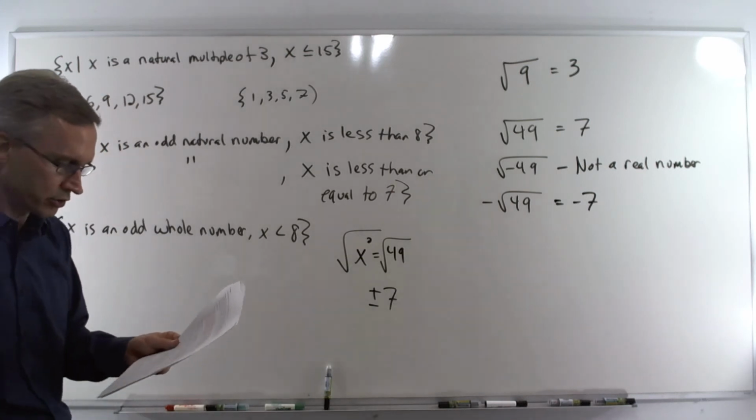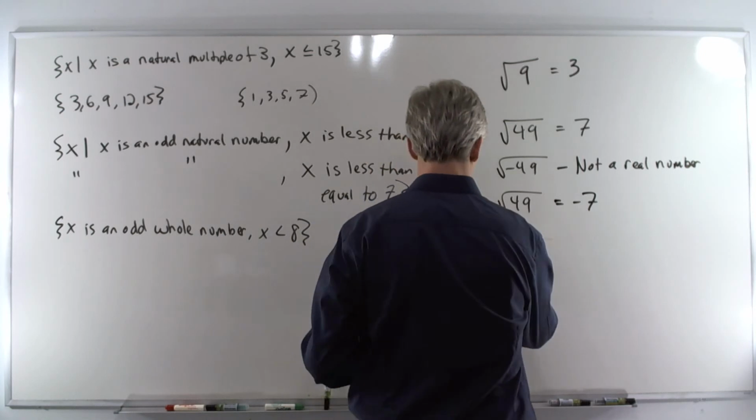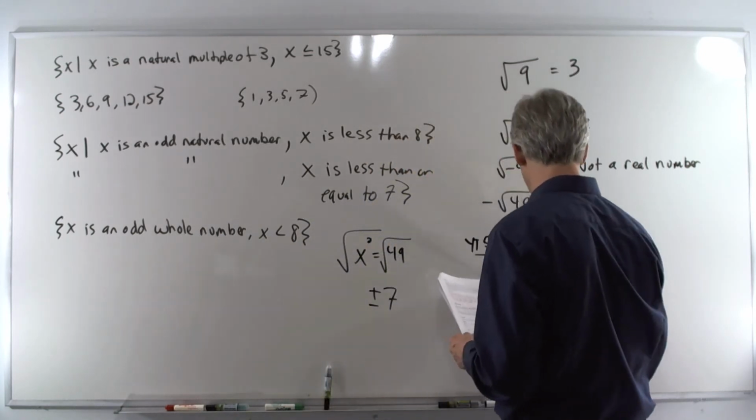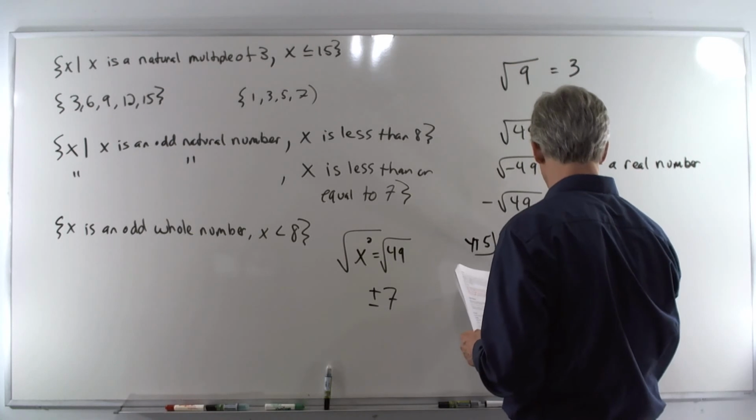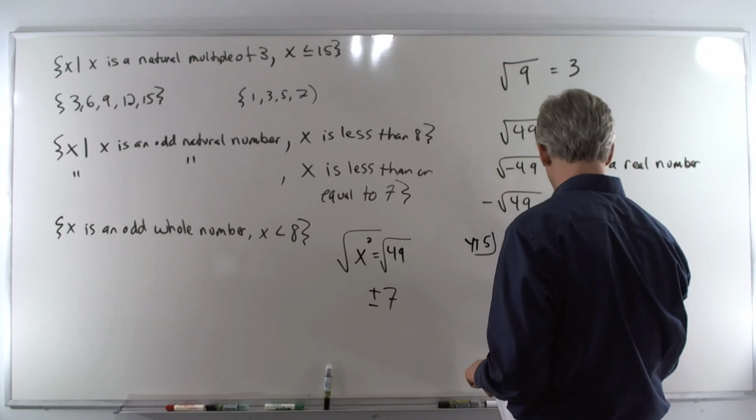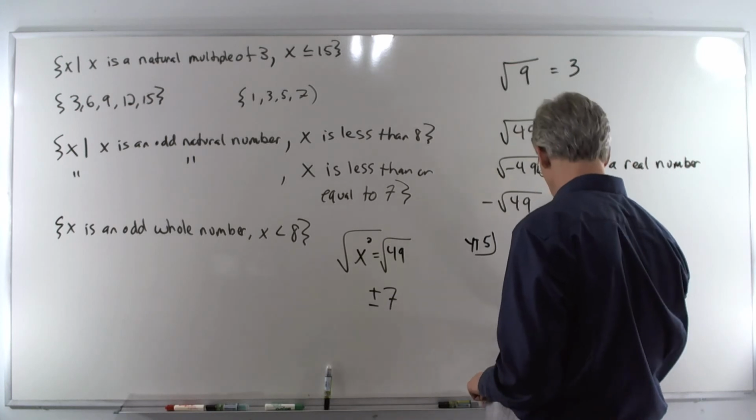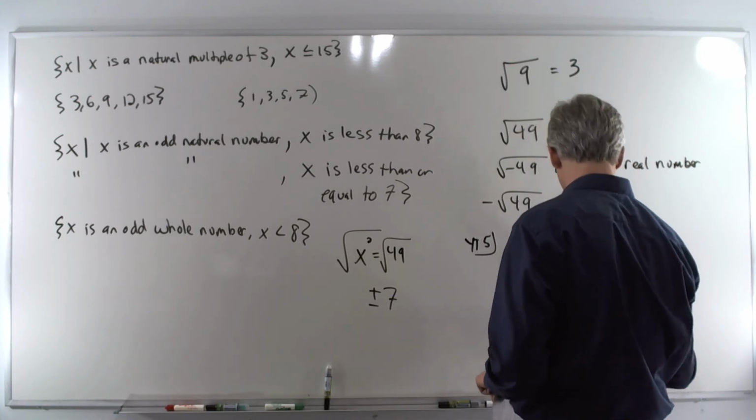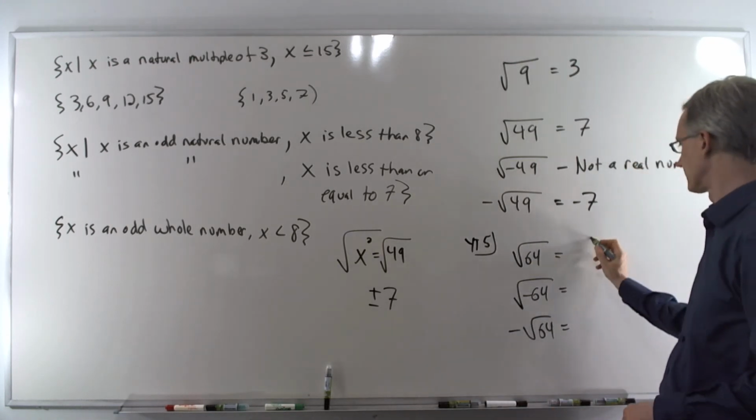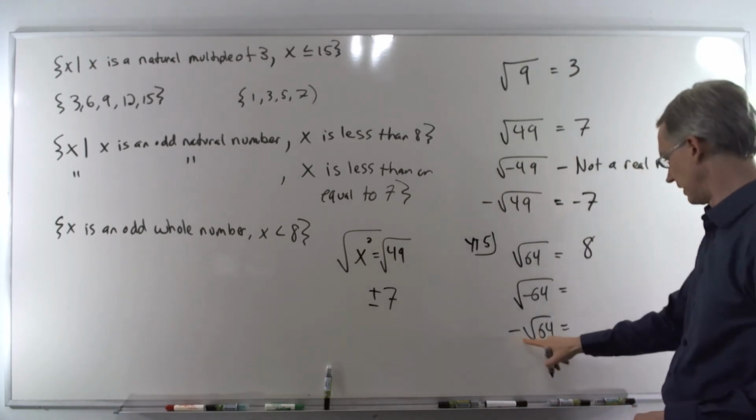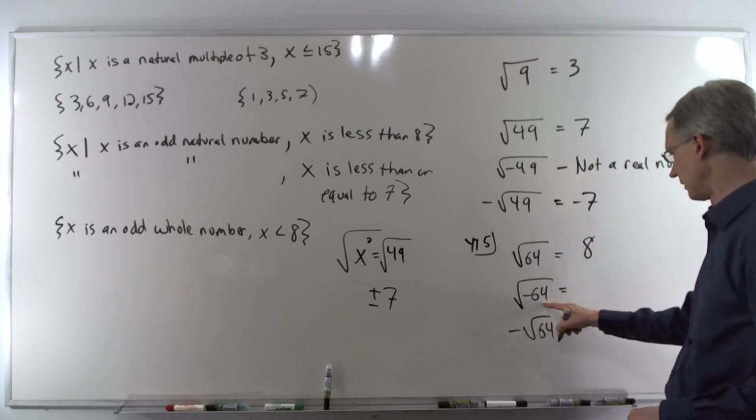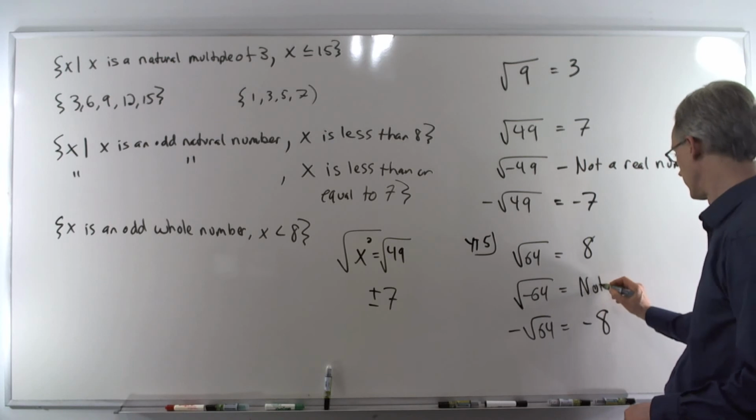And that brings us to your turn, number 5. All right, principal square root, that's positive only. Negative of what we found there, so we got negative 8. And this one, not a real number.